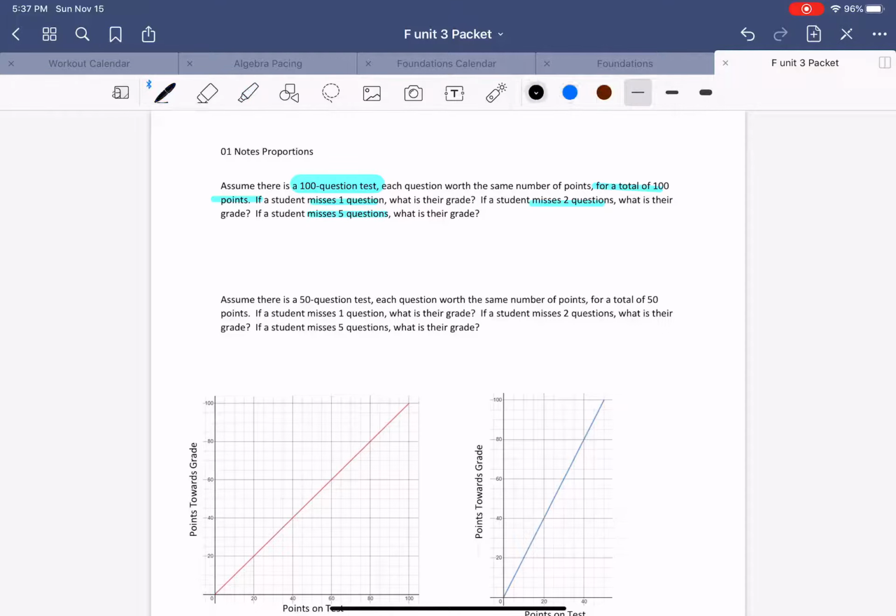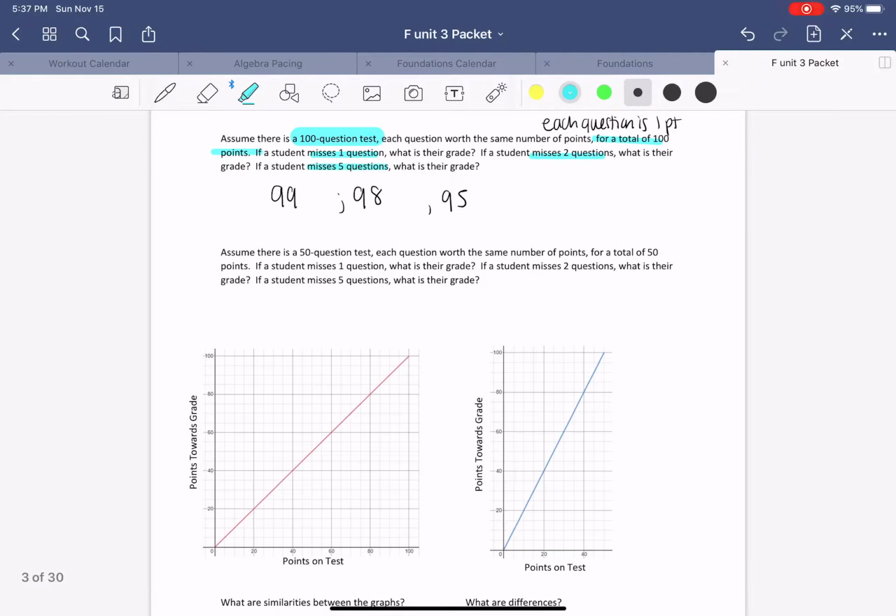So, if there's 100 questions and 100 points, each question is 1 point. So if a student misses one question, they get 1 point taken off, which is a 99. If a student misses 2 questions, that's 2 points off, which is a 98. If a student misses 5 questions, that's 5 points off, that's a 95.